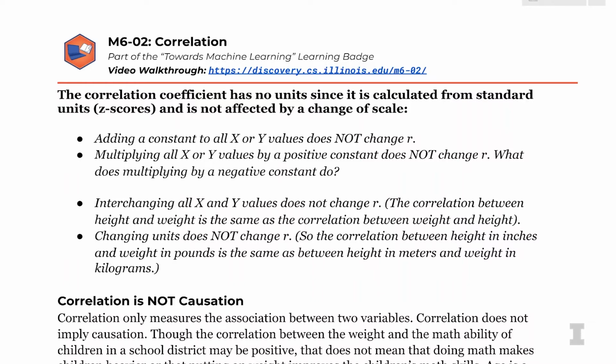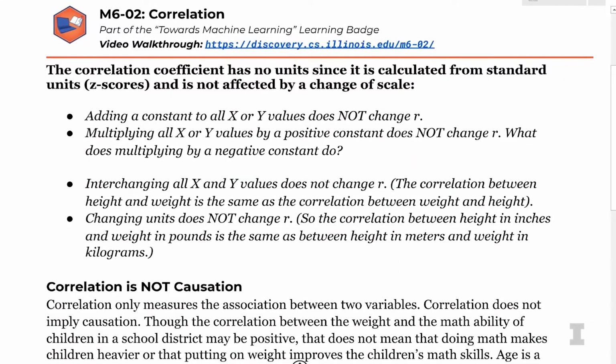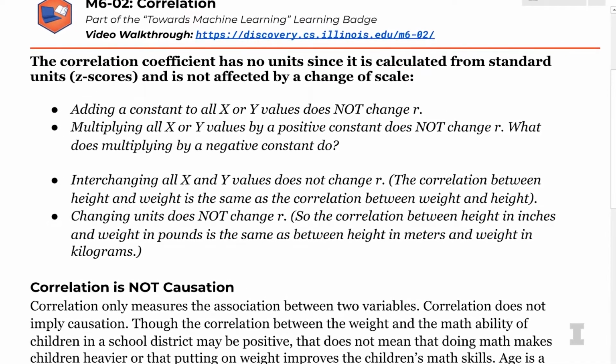When we want to change the scale of our data, a few things to cover: adding a constant to all x or y values does not change R. This is really nice. If we're looking at weight and height, and our height is in inches and we want to convert to centimeters, that's not going to change our correlation coefficient, which makes things very easy. Likewise, multiplying all x or y values by a positive constant doesn't change R. And if we multiply or divide by a negative constant, all that does is change the sign.